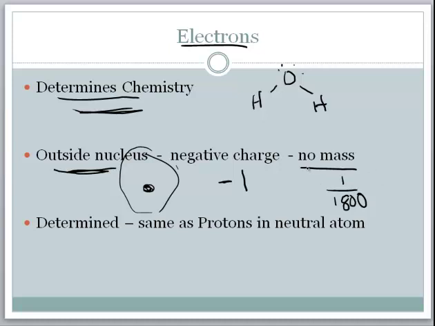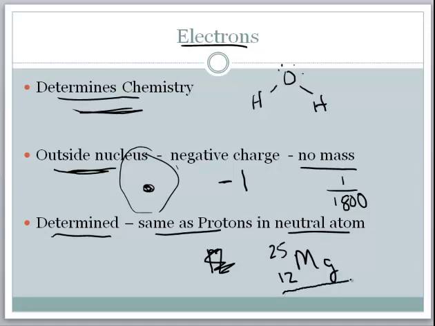To determine the number of electrons in an isotope, for example, our isotope of magnesium 25, we know the number of protons. Neutrons was 25 minus 12, which would be 13. The electrons are going to be the same as the protons in a neutral atom. Now this is important because we're going to talk about atoms with charges, but if there's no charge on this atom, the electrons equal the protons.